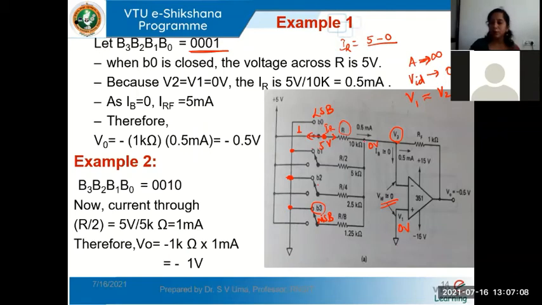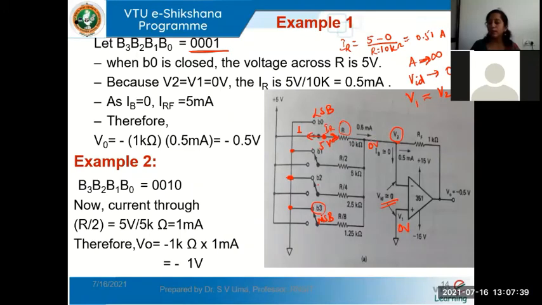This end is at lower potential, 0 volts. So IR will be the difference in potential across the resistor divided by the value of the resistor R. R is equal to 10K in this example. So what would be the value of current? You can see I'll have 0.5 milliamps as the current flowing through this resistor, and it is flowing in this direction.